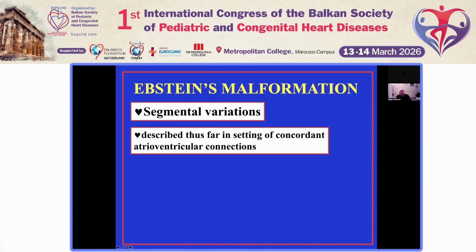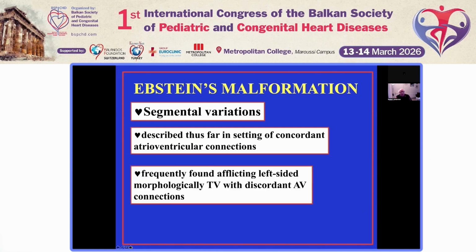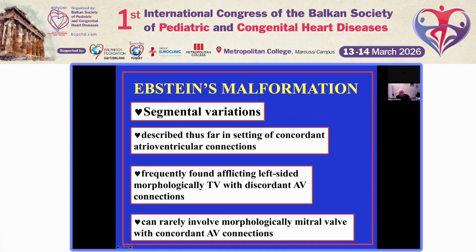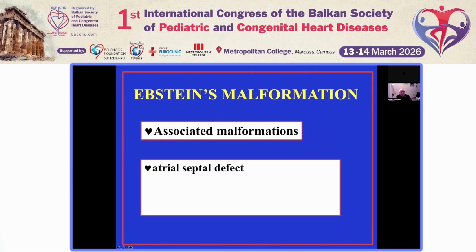But when I was talking about the mitral valve, I pointed out that on occasion, the left-sided valve can be regurgitant when it is a morphologically tricuspid valve with discordant atrioventricular connections. And most usually, that is the consequence of an Ebstenoid malformation of that left-sided morphologically tricuspid valve. Very rarely, the morphologically mitral valve can show Ebstein's malformation, which is one of the lesions I did not describe when talking about the mitral valve, but it can exist.